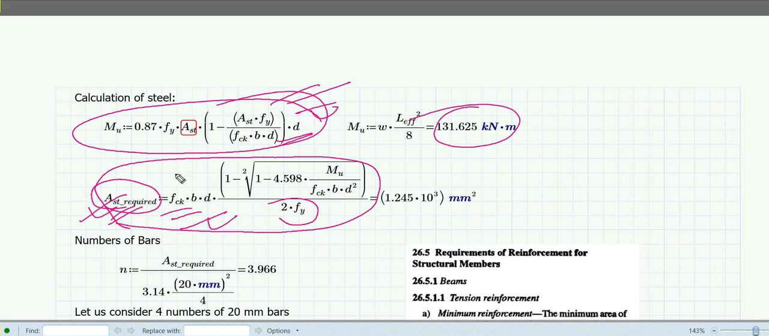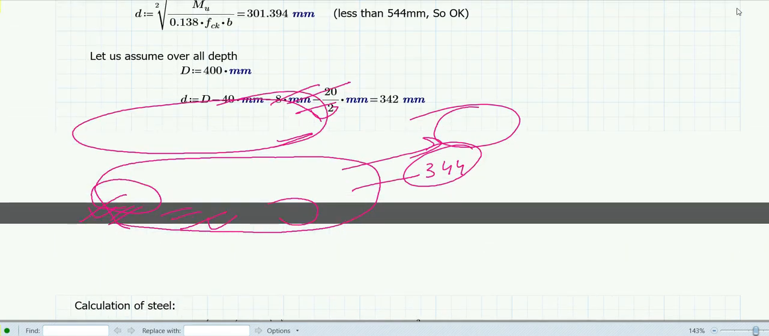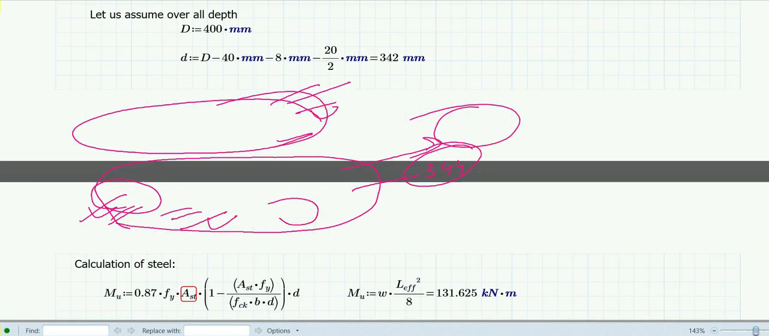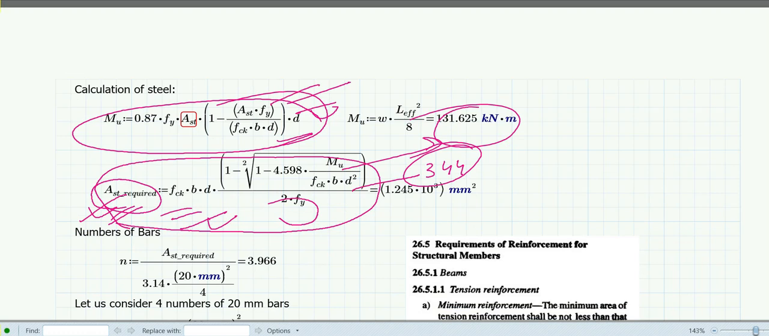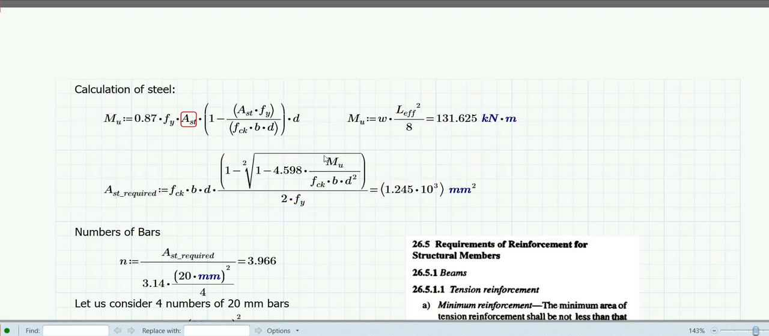Okay, so if I put the value mu as this value, B as 300, D as 344. Now we have changed it, it will be 344. Sorry, is it 344? Let's see again. No, it is 342. The D value is 342 here. D is 342. B is 300. Mu is this value. Then Fy is 415. FCK is 35.